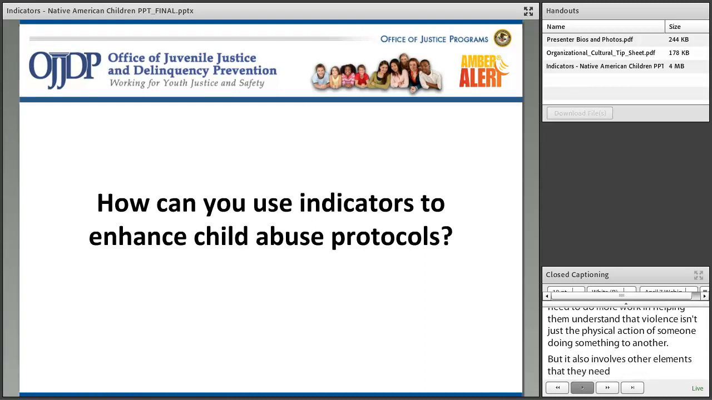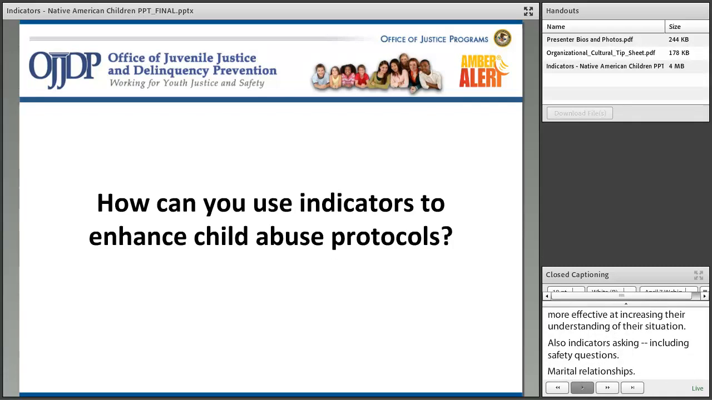Also, asking indicators, asking about or including safety questions, marital relationships. You know, how many relationships, or have you been married before? You know, are you in a relationship now? That type of thing. Like I said, some of these questions all of you probably ask, or your partners ask, but it's worth asking again. I think sometimes repetition is good, because it also allows you to compare in your CPTs or your NBTs whether you're getting the same information from the family, as opposed to them not giving you the whole story.